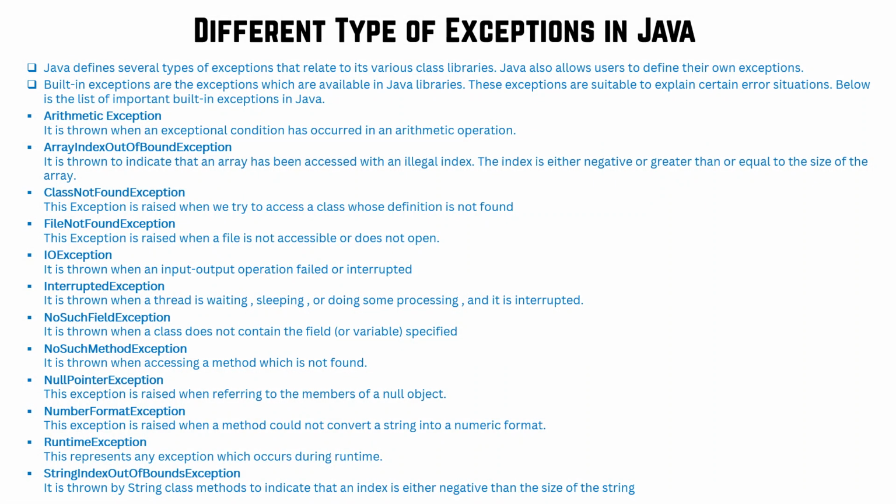NumberFormatException, you have already seen, right? You already defined some data type as a string, and you want to change the format to integer or double, but it is not purely an integer or double, it has some string value as well, so it will give you that error. RuntimeException represents any exception which occurs during runtime. StringIndexOutOfBoundsException works the same way as ArrayIndexOutOfBounds. In case you have a string of size 3 or 4 and you want to access the fifth or sixth position element, it will throw you the error.